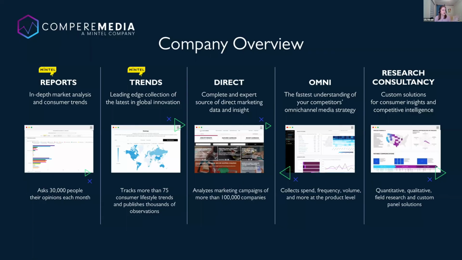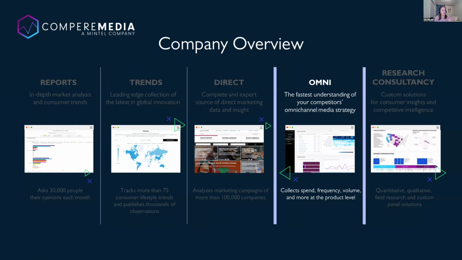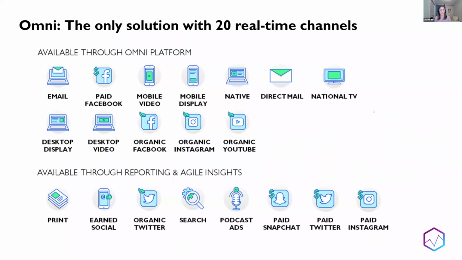So again, I mentioned all the products that we have here. A lot of what you saw today came from our Omni Platform. This is our newest offering, which is our holistic media monitoring tool. We are literally capturing the marketing across so many channels, 20 real-time channels. So these are all the channels that we have access to. We're pulling the campaigns, we're pulling the metrics. We're really reading and understanding what brands are doing and who's standing out and how to do it better and how to compete with what's out there.